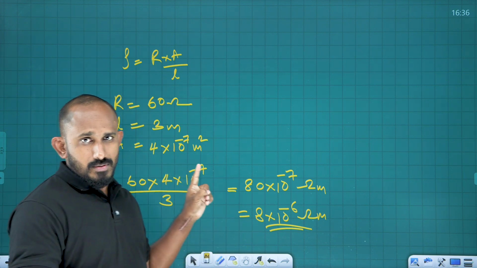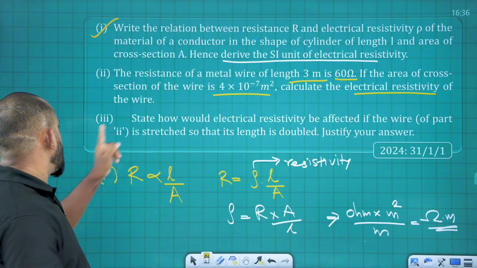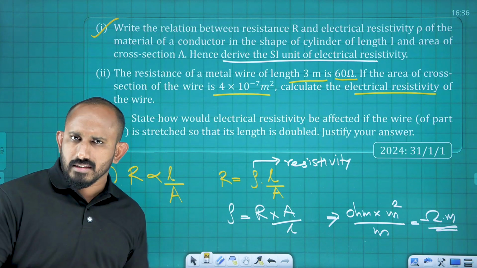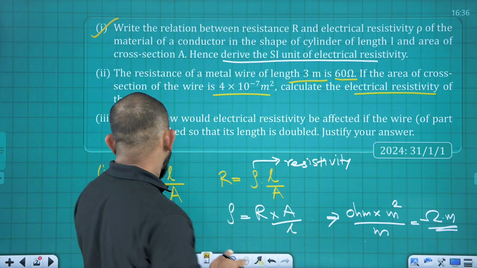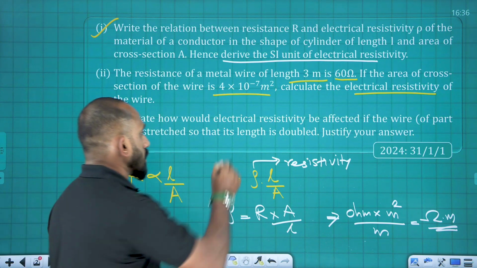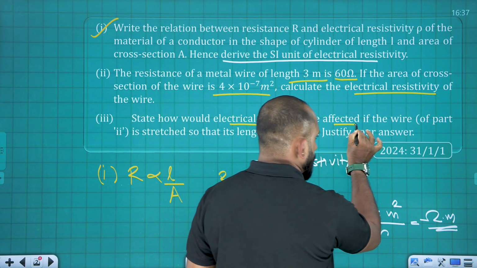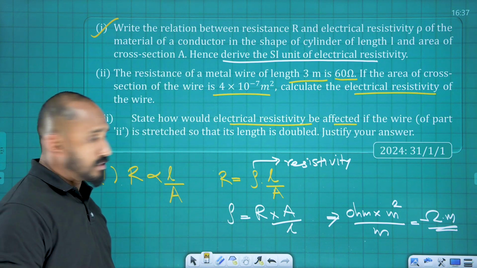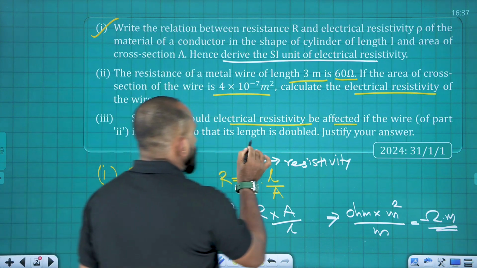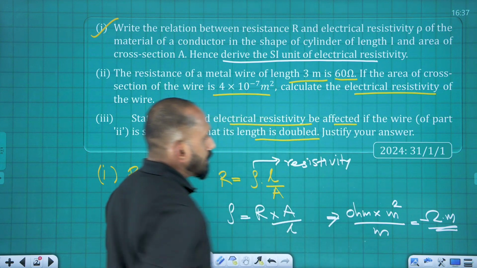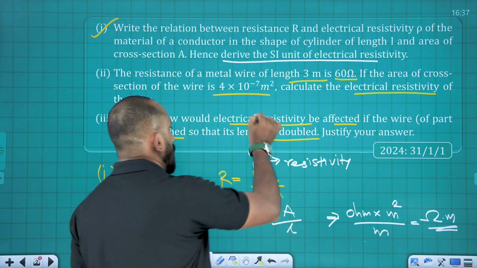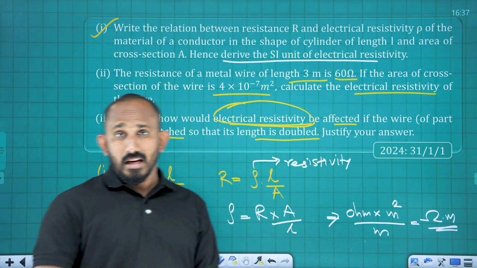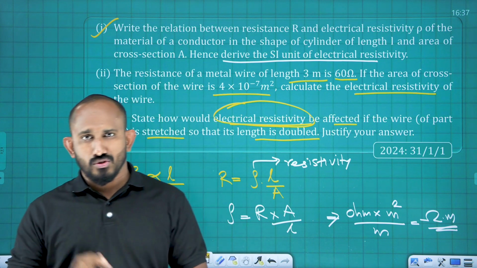That's another concept. Now check the third part. Here we calculated the electrical resistivity. All are given in SI system, so no need to convert there. State how this electrical resistivity would be affected if the wire mentioned in this part 2 is stretched so that its length is doubled. So take utmost care, they are asking for electrical resistivity, how it is changing.